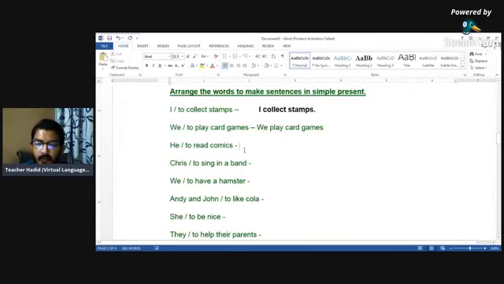The next one, he to read comics. I'm counting till 5 this time. 1, 2, 3, 4, 5. The right answer should be he reads comics. Why are we using he reads comics? Because whenever you talk about third person singular, like he, she, it, we use s or es with the subject, with the action.